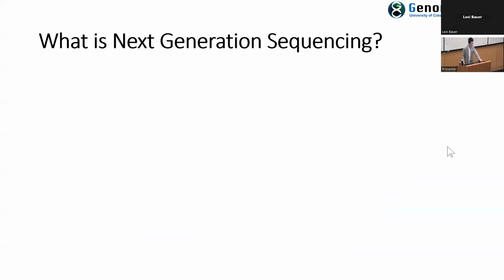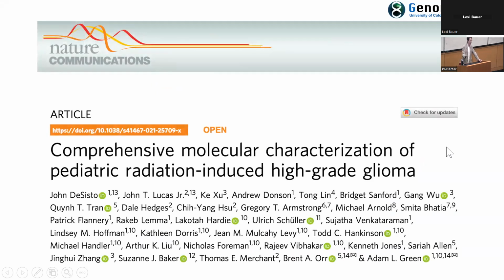Okay, so now that we went over 3 key technologies, methylation array, bulk RNA-seq, and next-gen sequencing, this paper here by John DeSisto and Adam Green, they've applied these techniques, and we'll see how they applied them and what they discovered. The title is Comprehensive Molecular Characterization of Pediatric Radiation-Induced High-Grade Glioma. It's a mouthful, and every one of these papers is going to be a mouthful, so just get ready. Yeah, Nature Communications, so it's pretty high impact too, so good for them. So let's go over what this is all about.